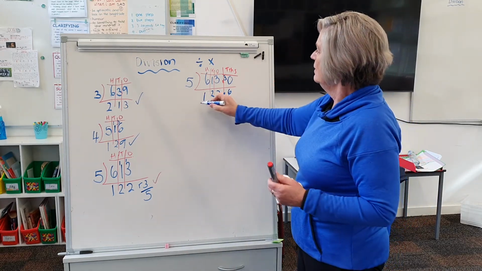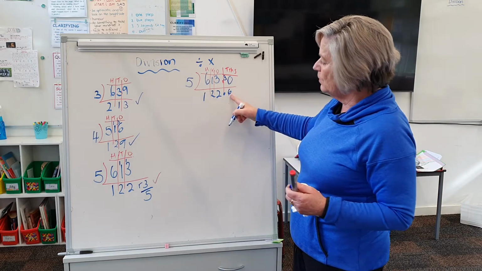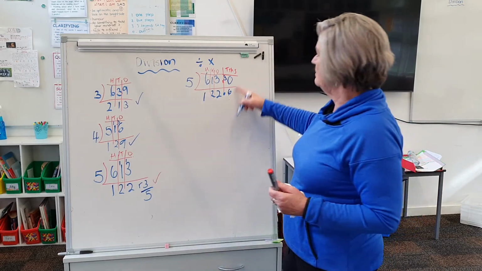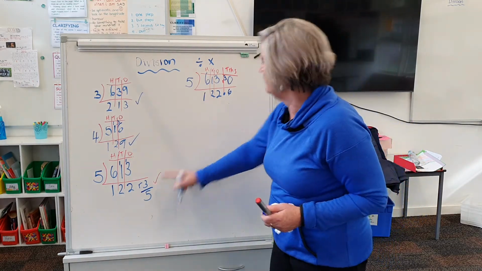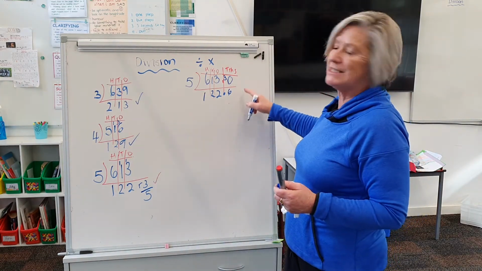Okay, so that is to 1 decimal place. That's showing that 3/5 is the same as 6 tenths. And we've written it as a decimal. Well, we know that 3/5 is the same as 6 over 10, so it's 6 tenths.